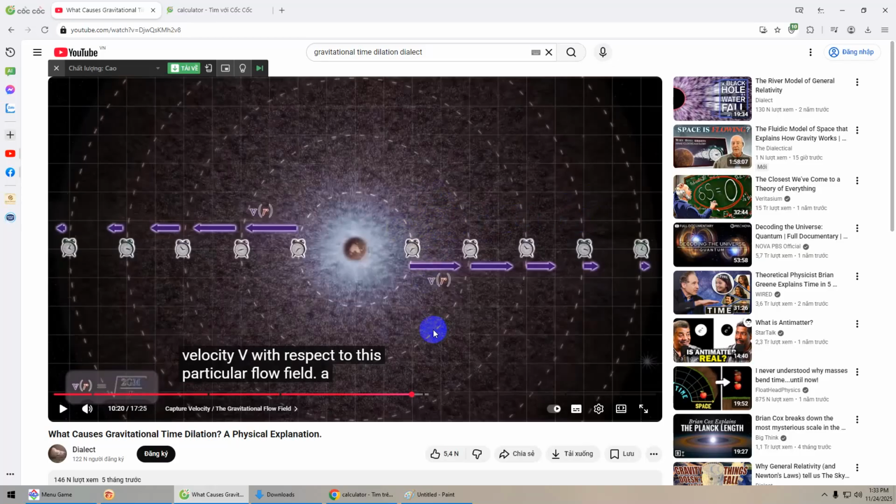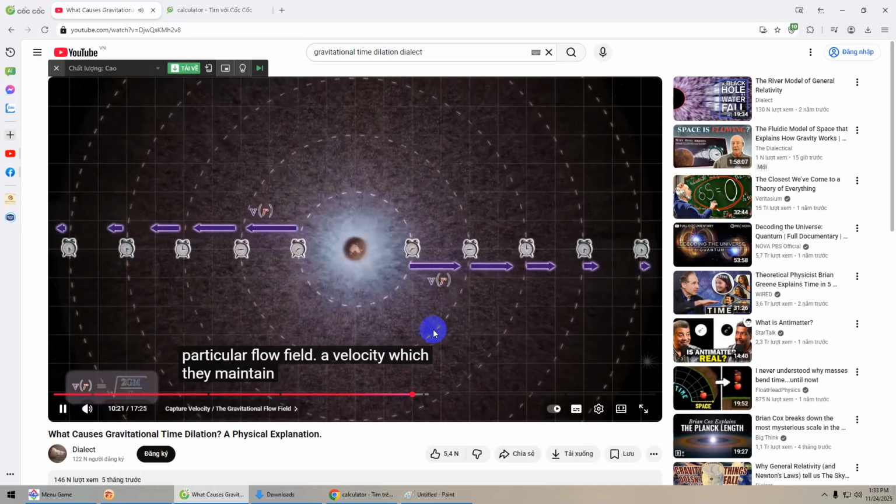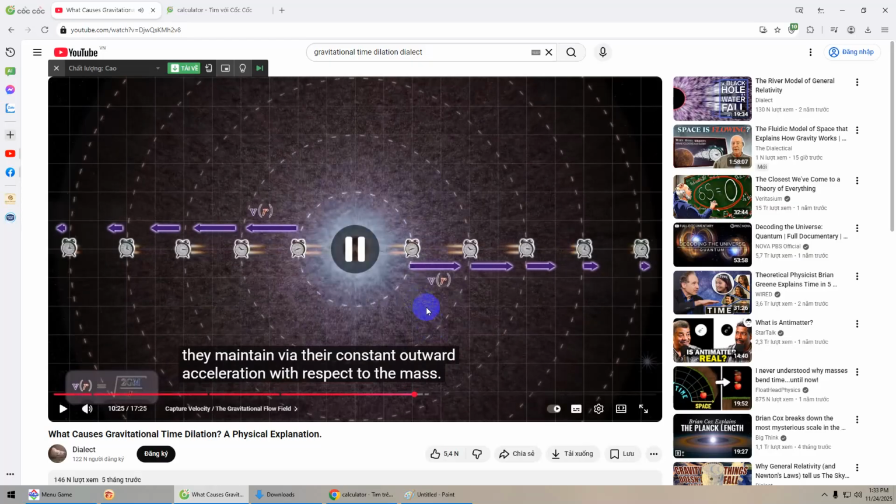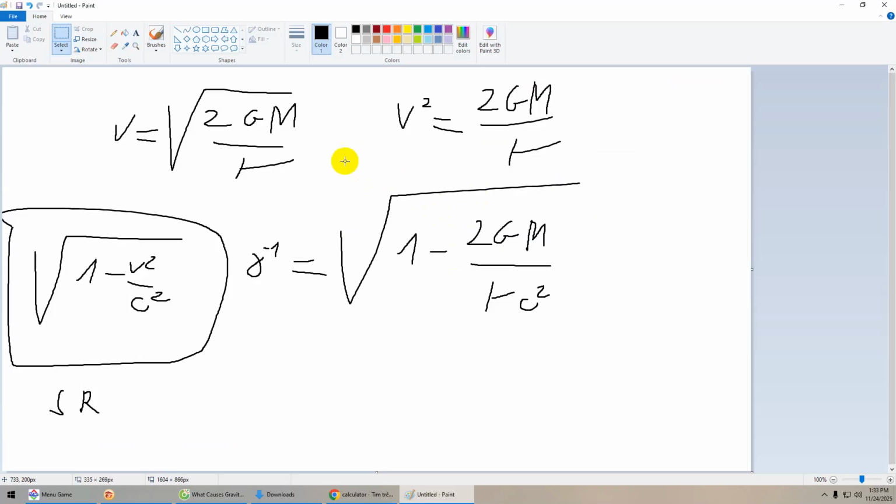But the issue is this: the velocity which they maintain via their constant outward acceleration with respect to the mass. So here it says that the clock has to accelerate, that is the change in velocity. It has to accelerate to stand still. But what is this v? This velocity v right here is actually the capture velocity. He changed the meaning from the escape velocity. Here's the escape velocity in Newtonian mechanics.